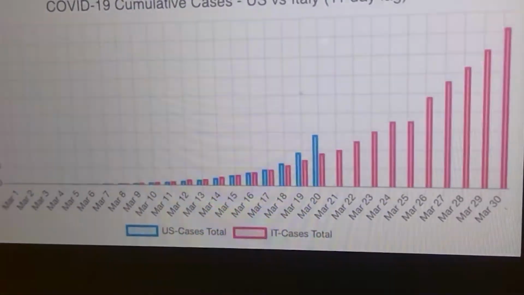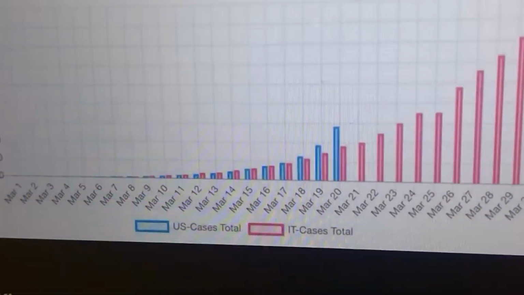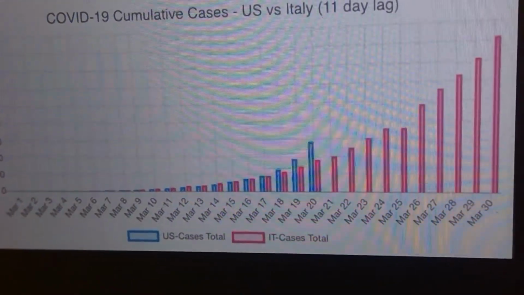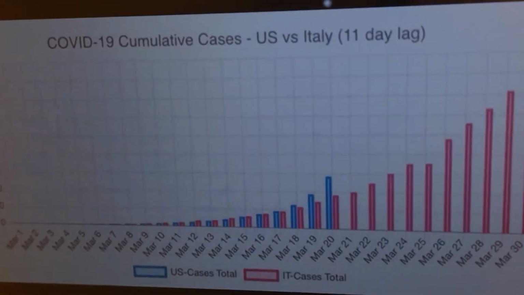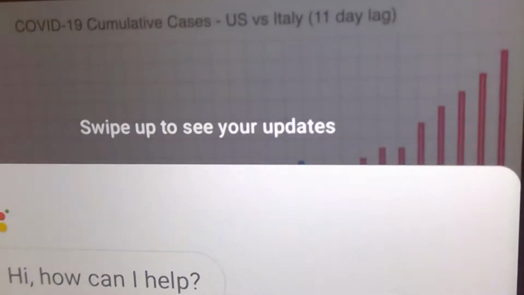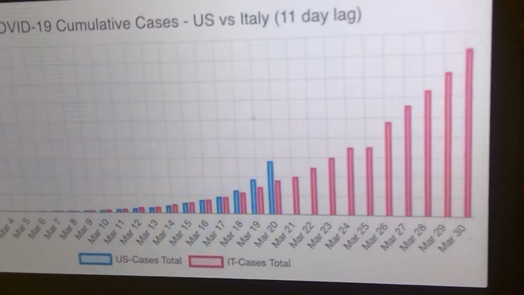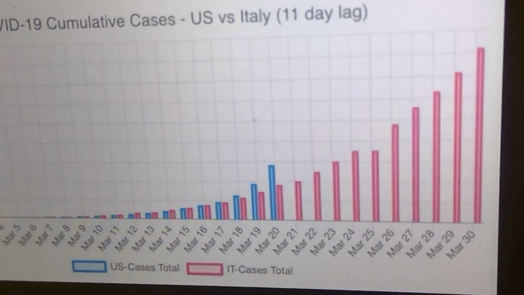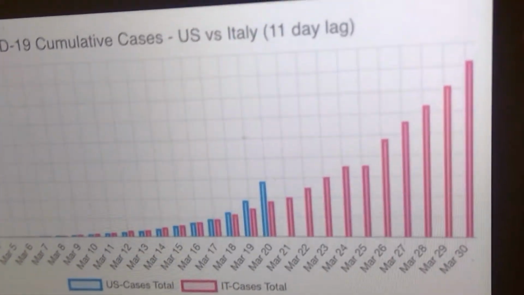So many reasons why. First of all, we just started testing people recently to this data, so that attributes to that uptick. Also, Italy is a much smaller population. We have about 5 times as many people in the United States as in Italy, or a larger area. So you would really want to look at a percentage of the population, not raw numbers. You can't compare them one-to-one.